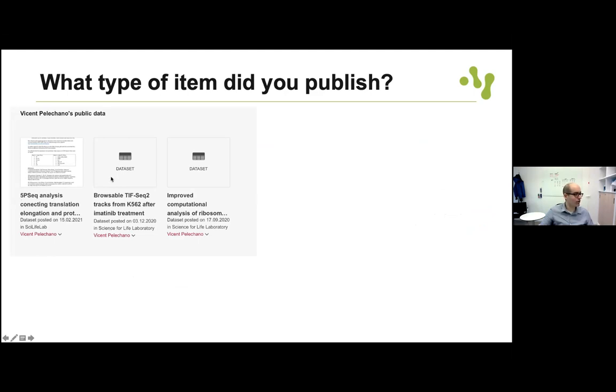I'm going to talk about this one, and this was a bit different. TIFSIC is a method that we developed that basically links the 5' transcription start site of a gene with the polyadenylation site. It uses a technology in between long read sequencing and short read sequencing: we use short read sequencing to define the boundaries of the genes. And we published this before.